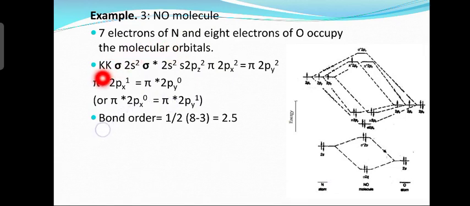So you write KK, that is the innermost 1s2 2s2, then sigma 2s2, sigma star 2s2, and then pi 2px2 equal to pi 2py2, and sigma 2pz2. Then pi star 2px1, and pi star 2py0. The energy is equal, but the orbitals do not contain the same number of electrons. Here there is 1 electron, here there is 0.